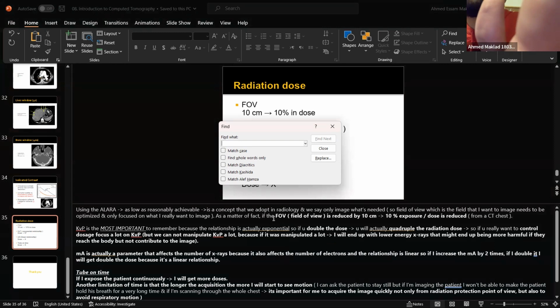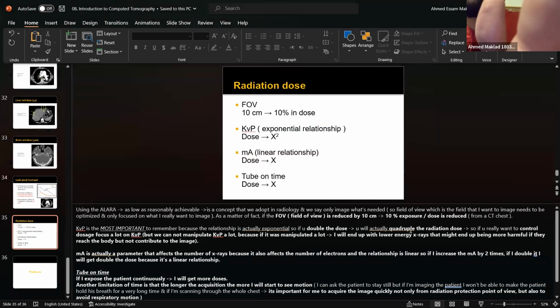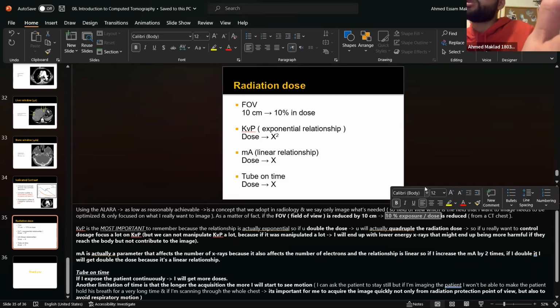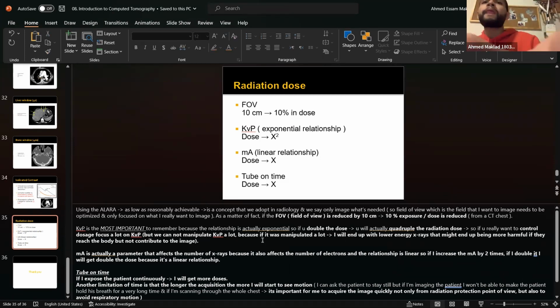It's not important, it's just an explanation. As a matter of fact, FOV is reduced by 10 centimeters. See, if you reduce it by 10, you reduce the dose by 10%. If you increase it by 10, you increase it by 10%. The notes are there to explain, so if you understand what's going on, you're good. It doesn't add anything really. Exactly, Ahmed. Just focus on what you need to get a picture of.